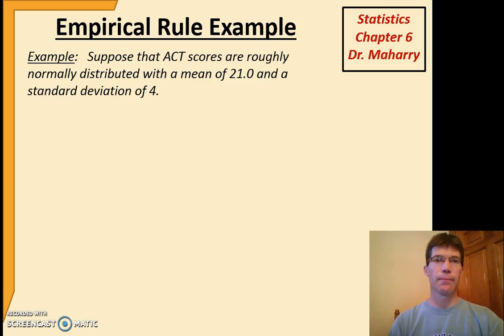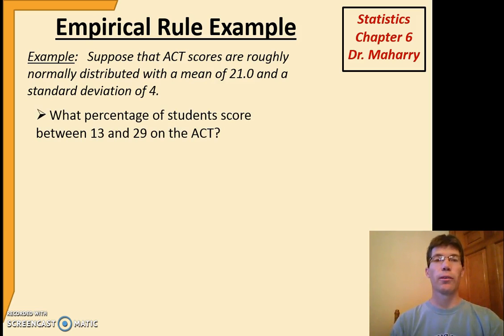So let's look at an example. Suppose we look at ACT scores. They're roughly normally distributed, so they're symmetrical, bell-shaped. The mean is 21 and the standard deviation is 4. So I want to think about numbers in terms of how many standard deviations they are away from the mean. So if I asked, what percentage of students score between 13 and 29 on the ACT?